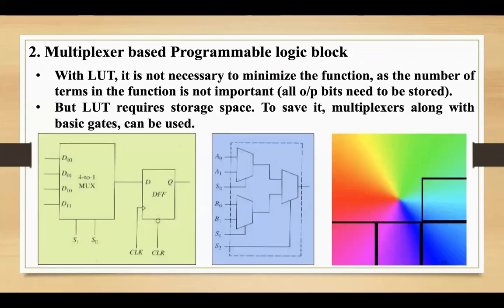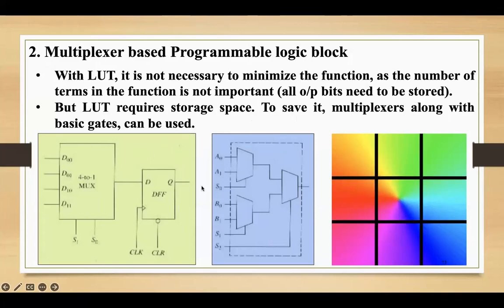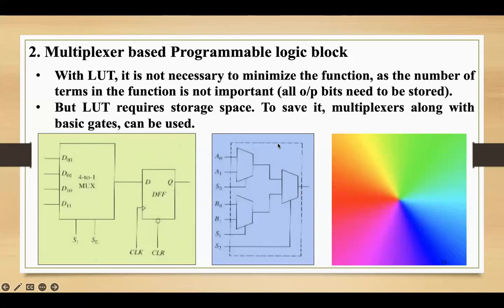Fine. So LUT requires storage space to save it, and multiplexers along with basic gates can be used. So either you can use multiplexers or you can use basic gates. The best to use is multiplexers, because you can have multiple inputs and you can just select whichever you want to.